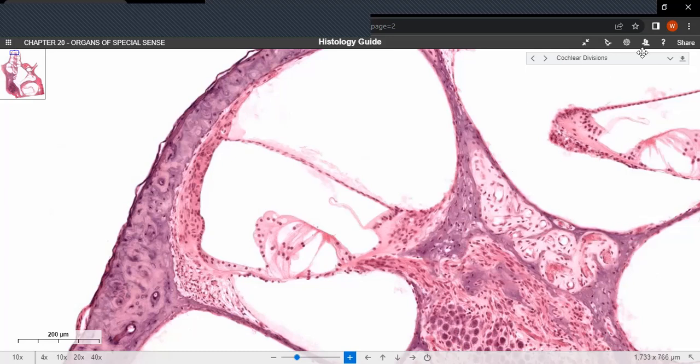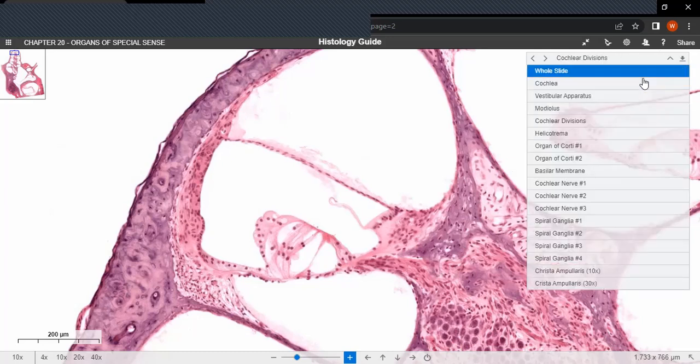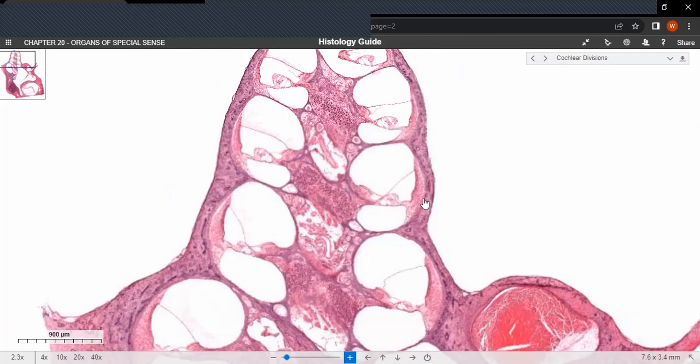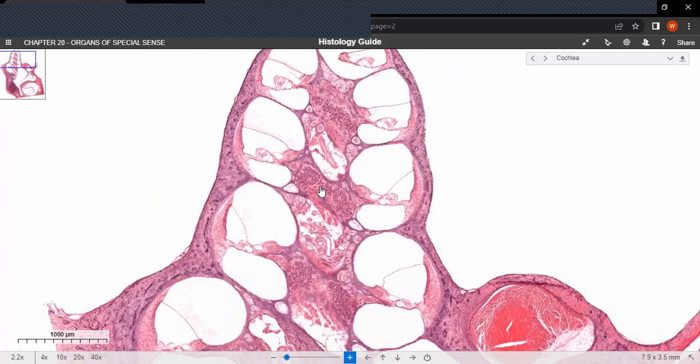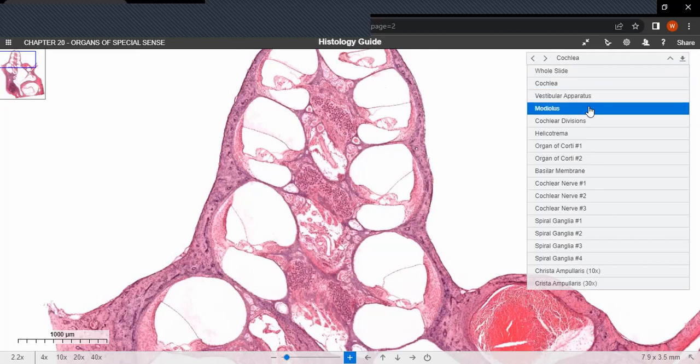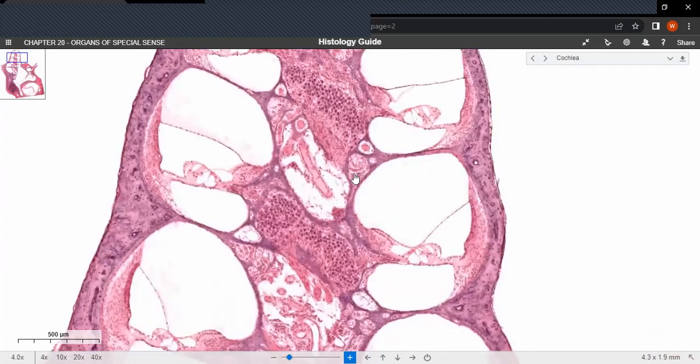Let me zoom out a little bit and go back to the cochlea. You can see this central part here, which divides the cochlea into two sides, this side and this side. This part is known as the modulus. Within the modulus, we have the canal for passage of the cochlear nerve fibers. So this is the cochlear nerve.